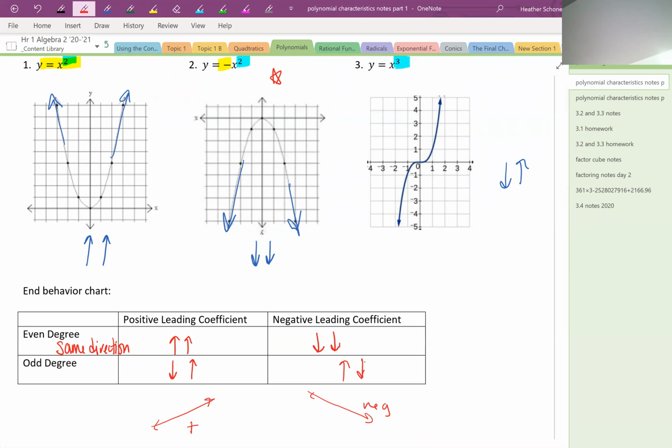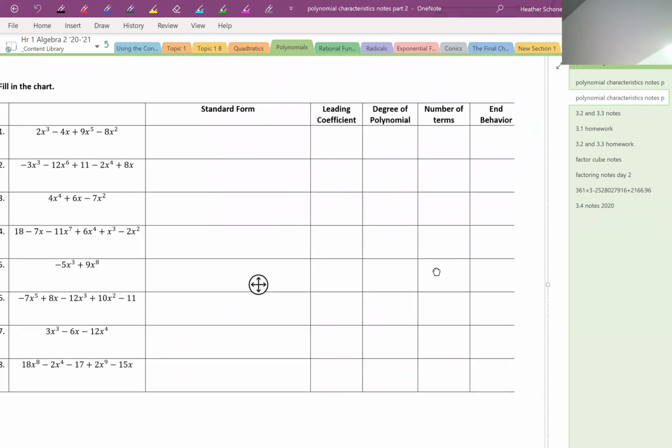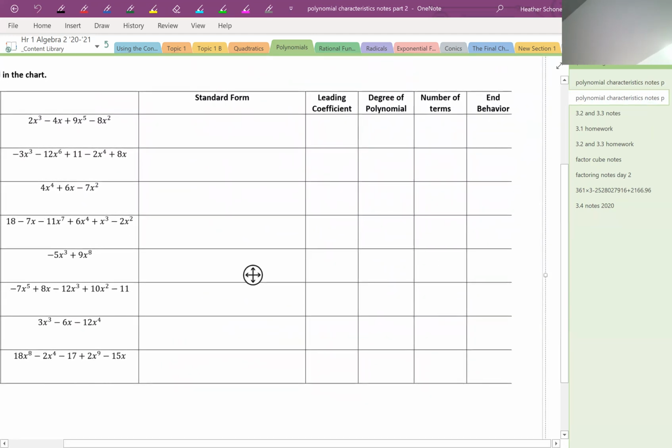Now, your notes, if you print them off from the computer, are going to be slightly out of order because the formatting had to change. So we're going to flip to this page right here. What we're going to practice is taking a polynomial, putting it in standard form, and then identifying the different things on here.